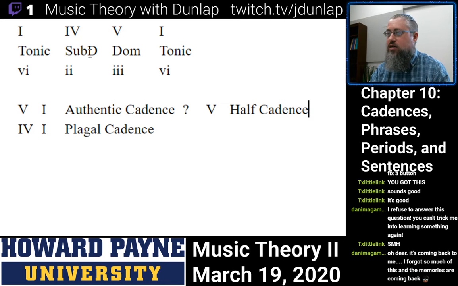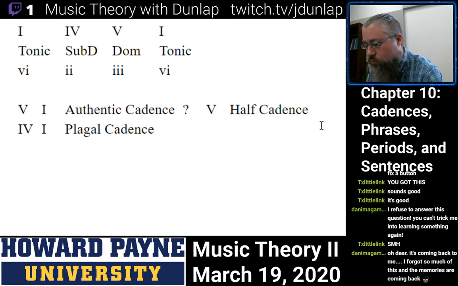The subdominant's not even halfway. So we're not going to end cadences on the subdominant. We will end phrases on the subdominant, but it does not qualify as a cadence point unless you're Wagner.